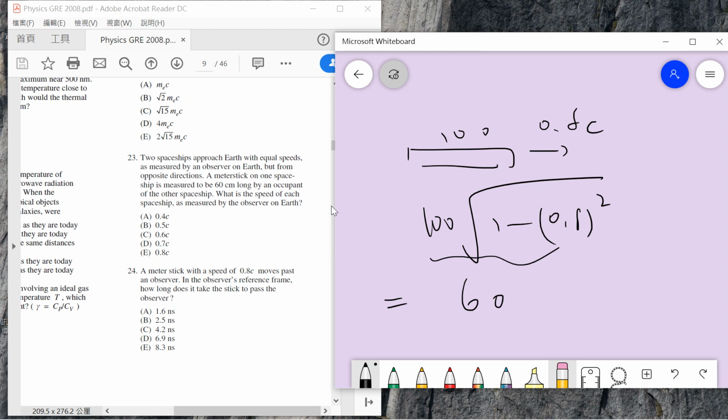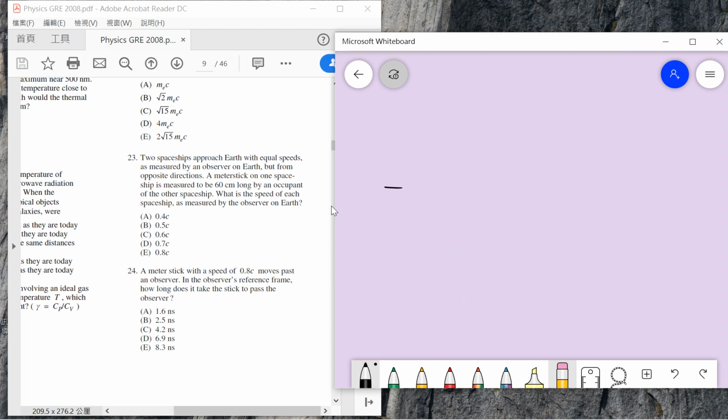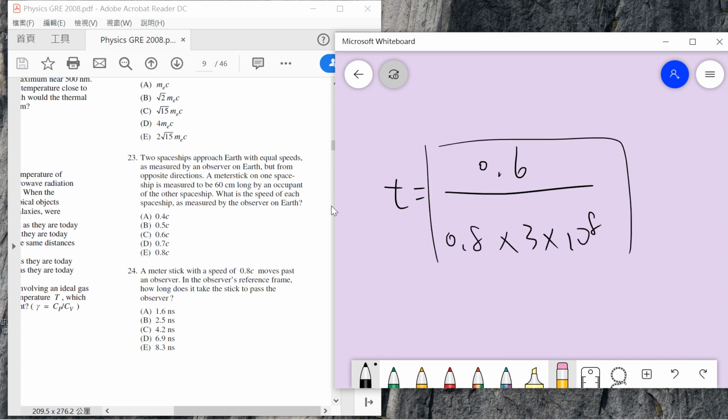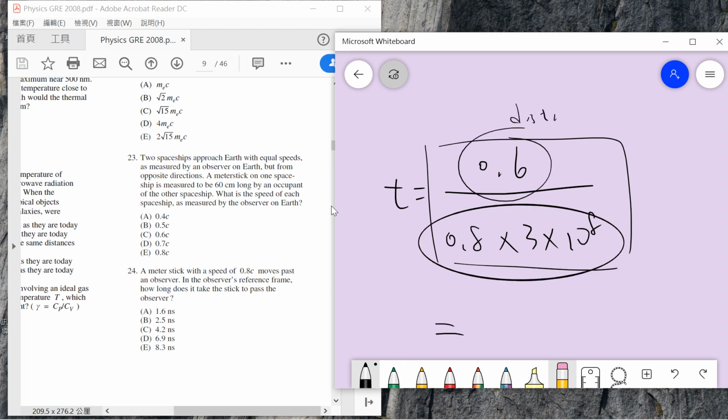So this is 60 centimeters, so it's 0.6 meters. So the t is just 0.6 divided by 0.8 times 3 times 10 to the 8th. This is the distance, and this is the speed. So the answer is just direct computation, which tells you that the answer is 2.5 nanoseconds. So basically, 23 and 24 use basically the same formula.